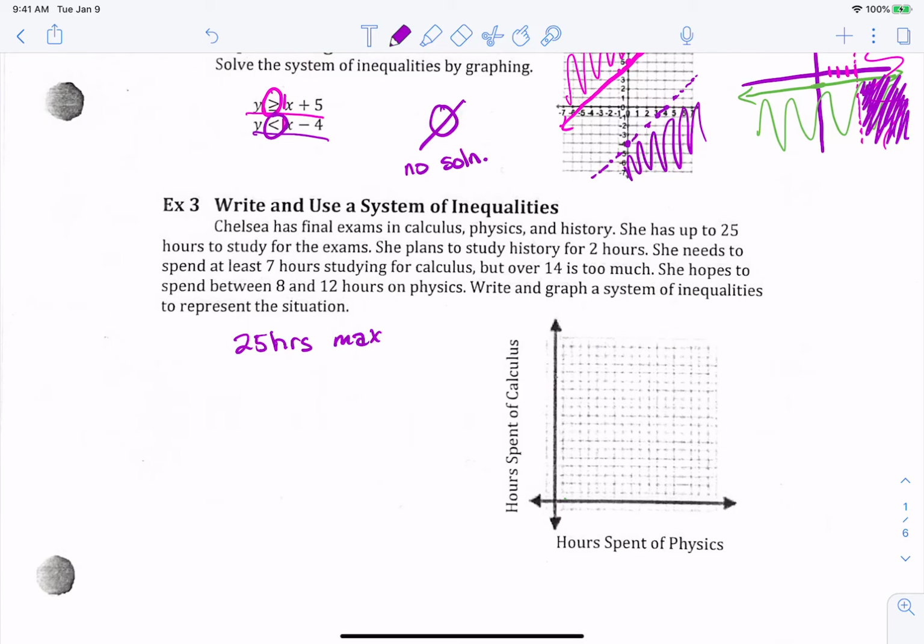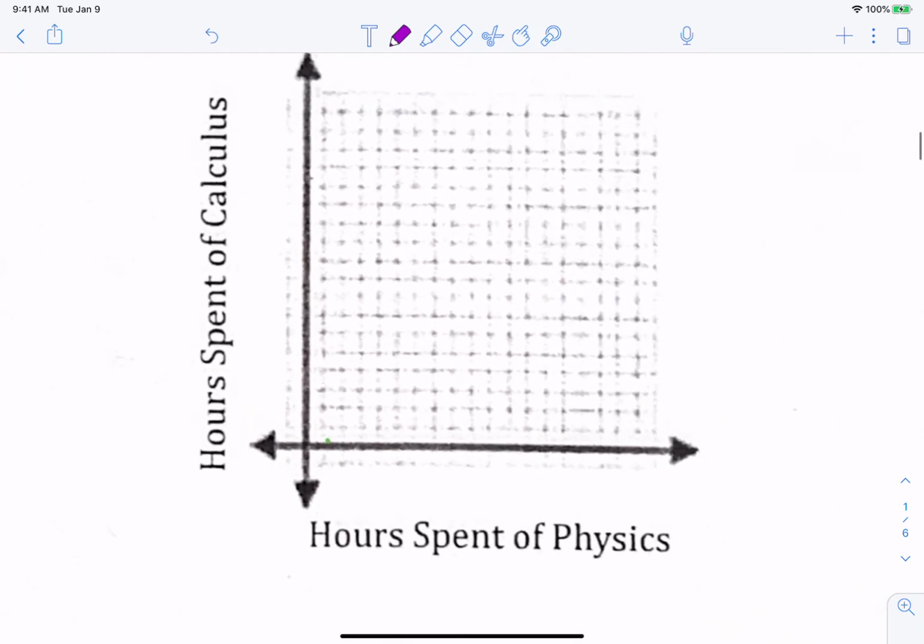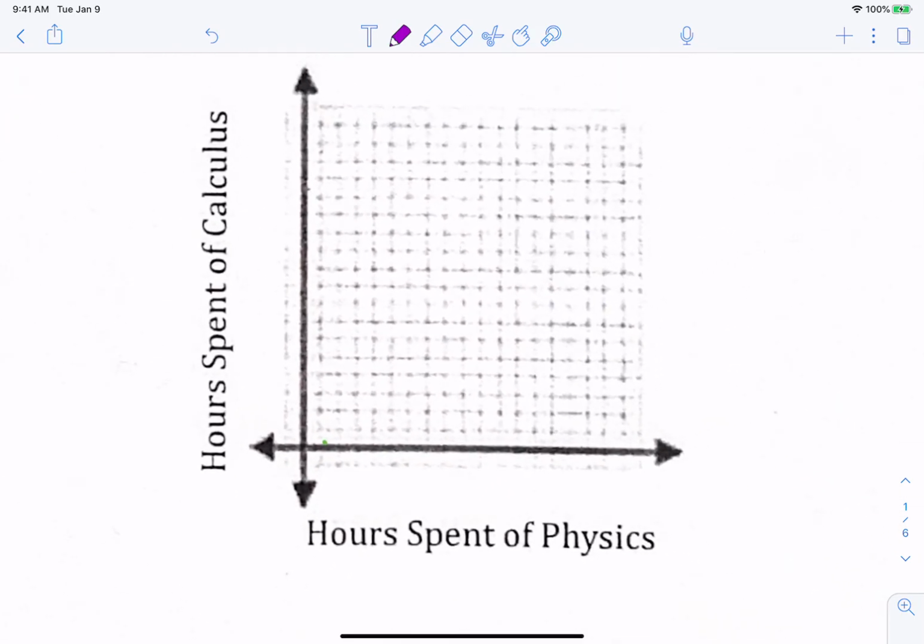She plans to study history for 2 hours. So we know right now that history equals 2 hours. If you look at the graph that they've given us, they don't even put history on the graph, right? So there's 22 possible hours. Yes, correct.